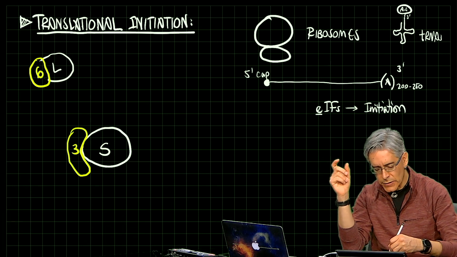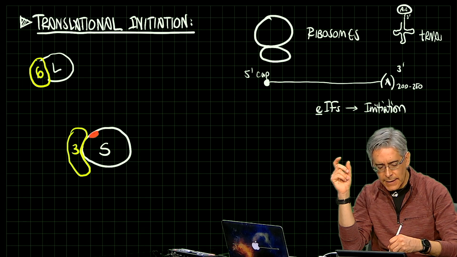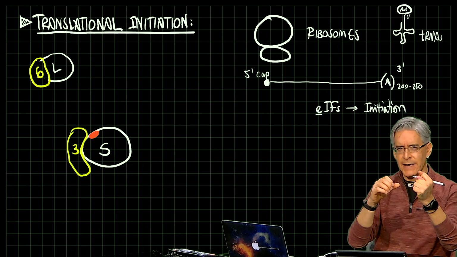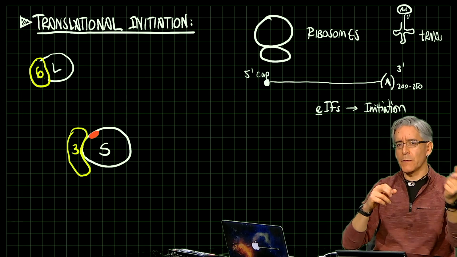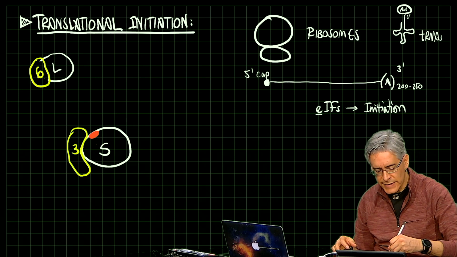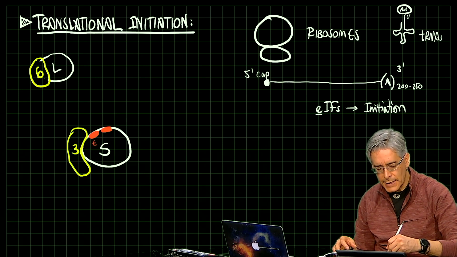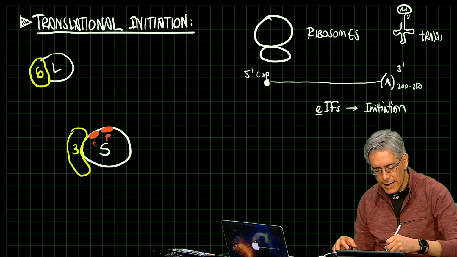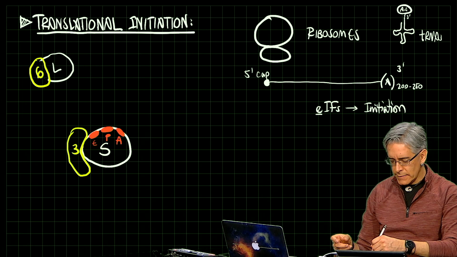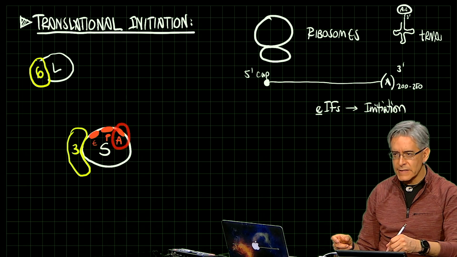All right, and now keep in mind that within the small ribosomal subunit, you have 3 different locations. You have the exit site. They are like crevices that are present in both the small ribosomal subunit as well as in the large ribosomal subunit. So you have the E site, you have the P site, and you also have the A site.